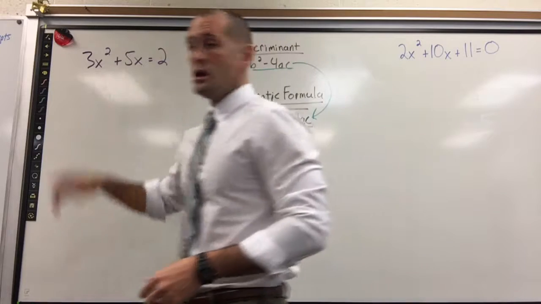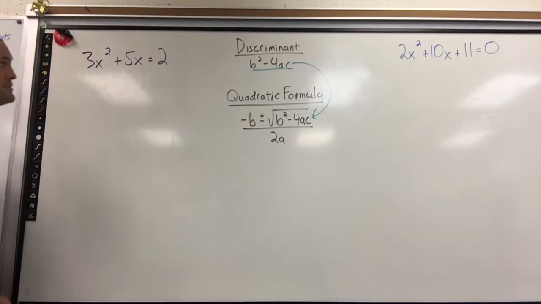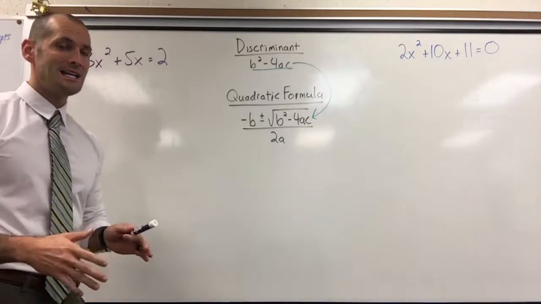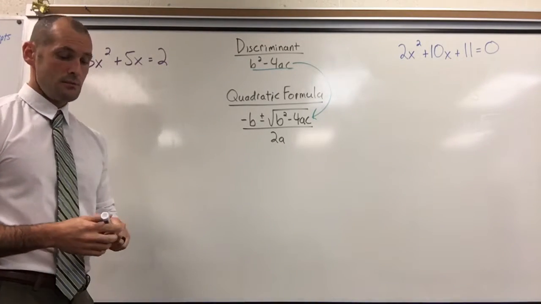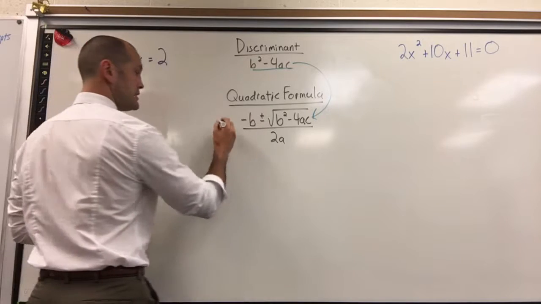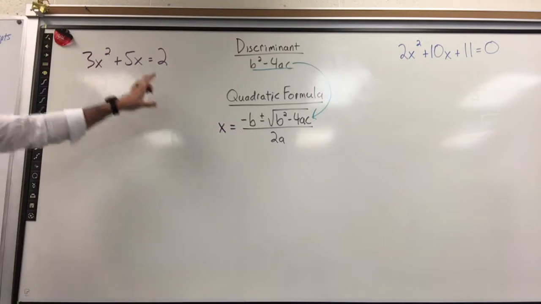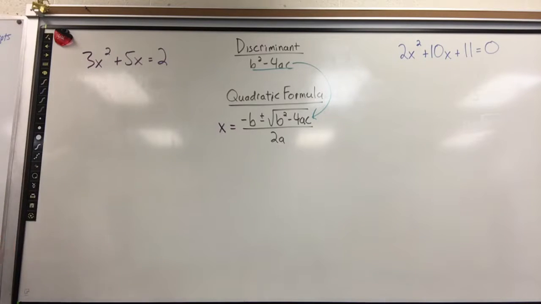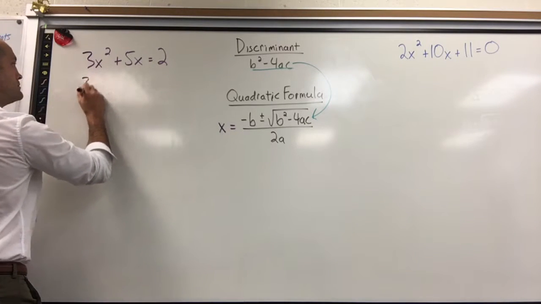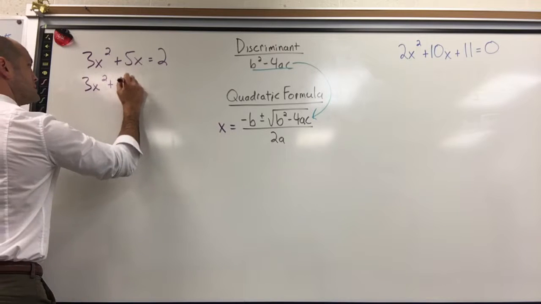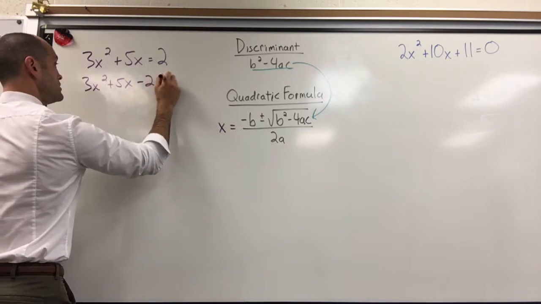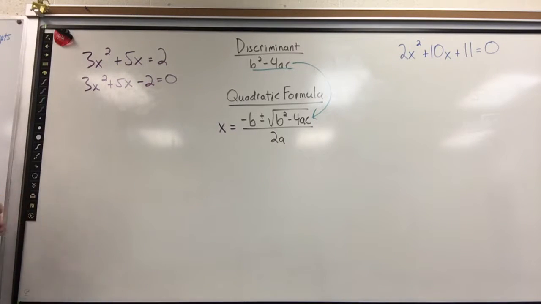First problem, 3x squared plus 5x equals 2. Right off the bat I have a problem. I need this equal to 0 because the original quadratic formula is x equals, so I need to solve for x, meaning we need to get it equal to 0. So subtract the 2. 3x squared plus 5x minus 2 equals 0. All right, let's find our discriminant.